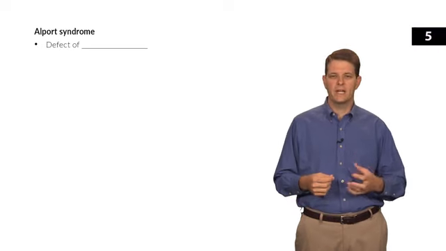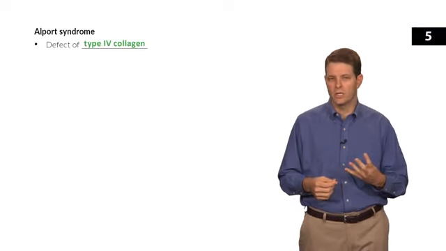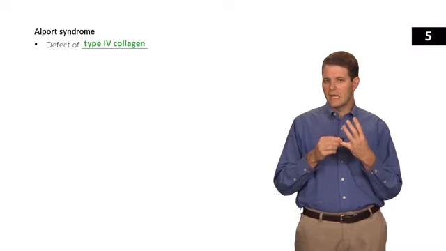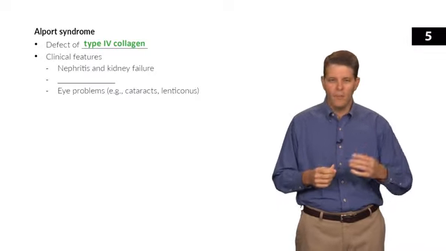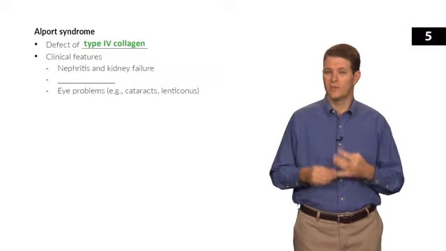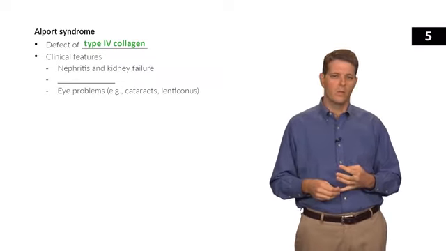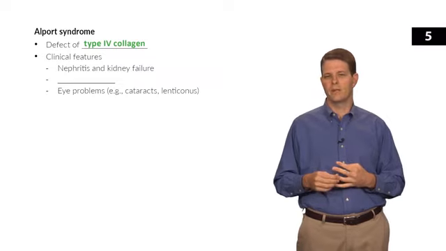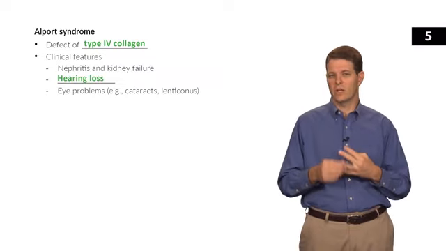Alport syndrome is a genetic defect of type 4 collagen. Which one was that? That's the BM, the basement membrane. Alport syndrome affects type 4 collagen in the basement membrane of the kidneys, which leads to nephritis and kidney failure. We also have type 4 collagen in the basement membrane of the ears, so these patients can have hearing loss.